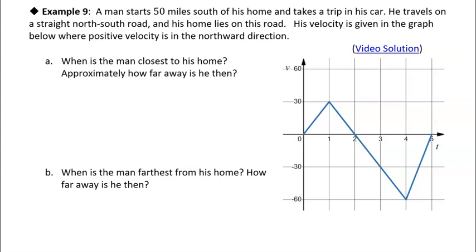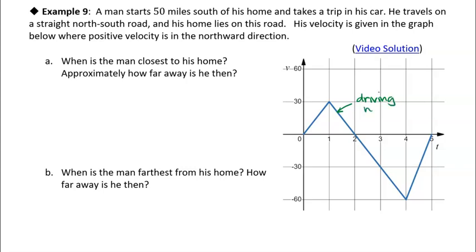So the first question is just asking, when is the man closest to his home, and approximately how far away is he then? Okay, when is he closest to his home? Well, let's look at this graph. We're given the graph of velocity versus time, and we're told that positive velocity means he's driving north.